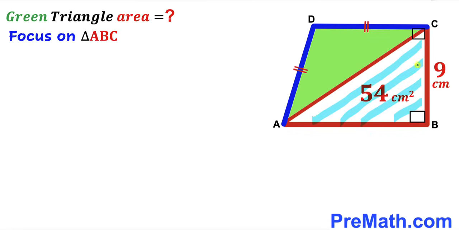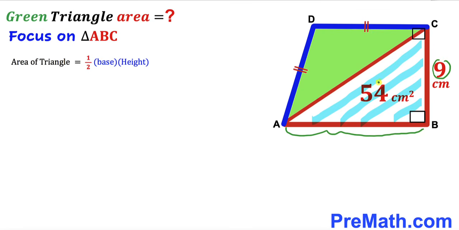Now let's focus on this right triangle ABC, and let's recall the area of a triangle formula. Area is always equal to a half times base times the height of the triangle. In our case, the base of this triangle is this AB length, whereas the height is 9 and the area has been given to us as 54. Let's fill in the blanks in this formula. So 54 is going to be equal to a half times our base AB length times the height 9.